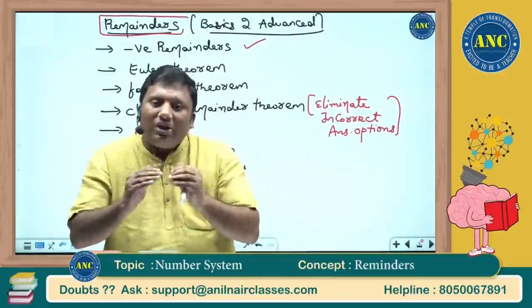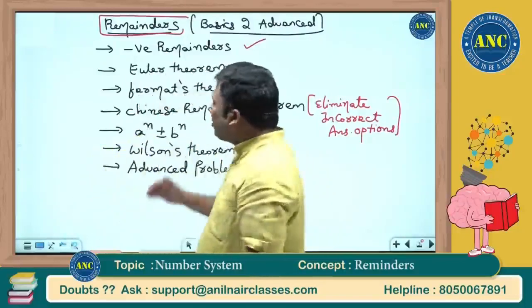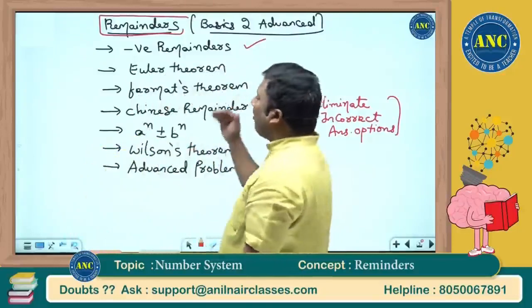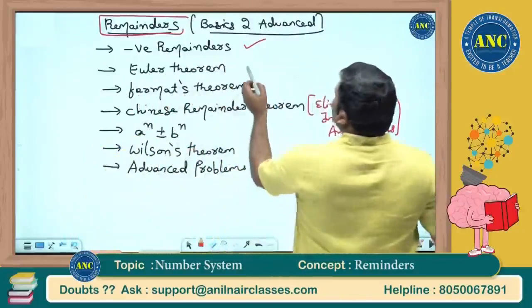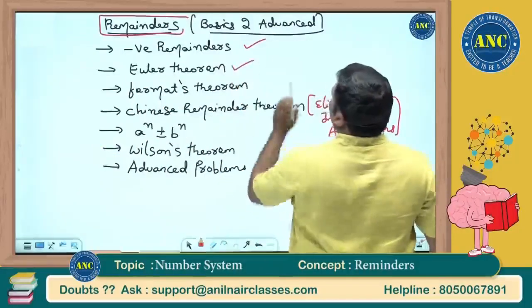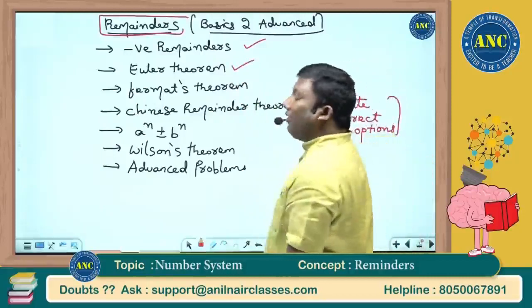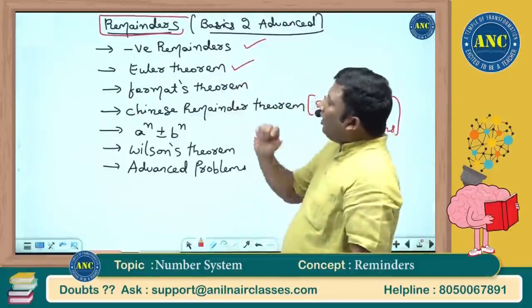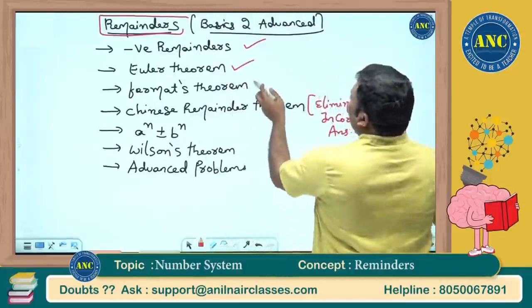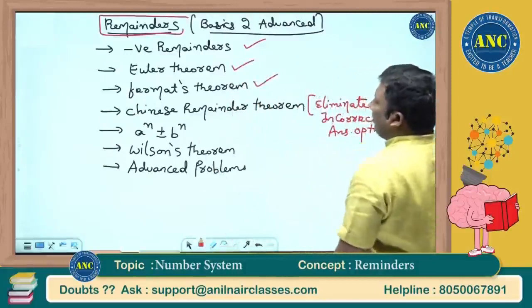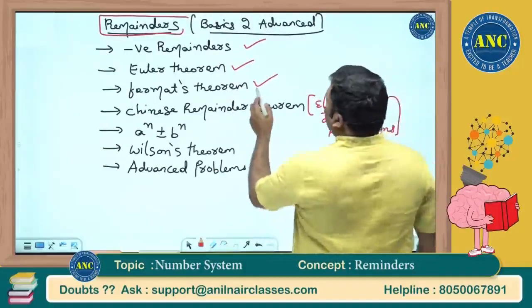What is congruence modulo theorem? For powers, for 2 powers, 3 powers. What is the drawback of Euler's theorem? What is the drawback of negative reminder theorem? Why Euler theorem came into picture? What if the denominator is a prime number?